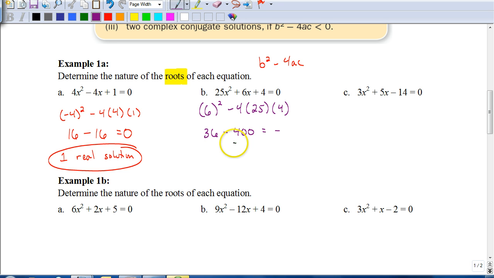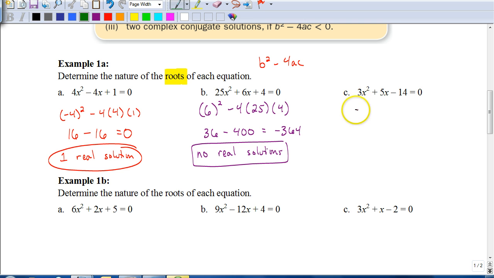So if my answer is negative underneath the radical, that would imply that I would need to use imaginary numbers. So there's going to be no real solutions. If you actually solve this out, 36 minus 400 would be negative 364. But again, I want to emphasize that in reality, we're looking to see whether it's positive, negative, or 0. Let's look at the last one.